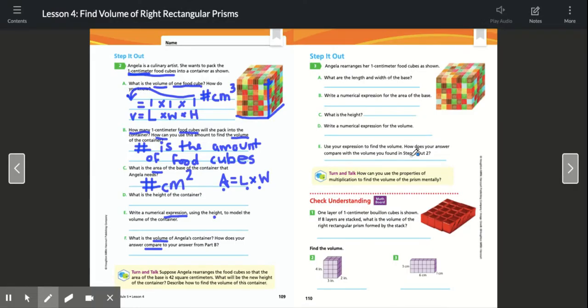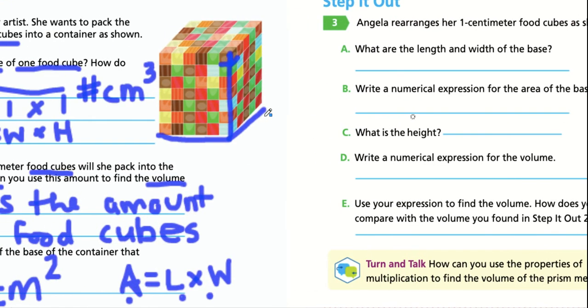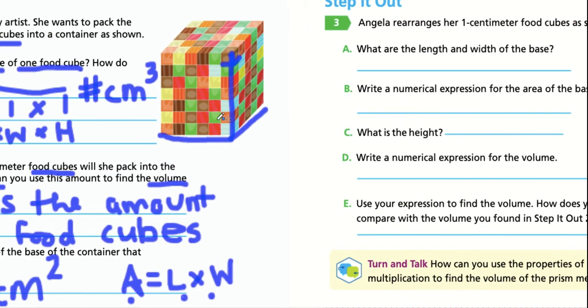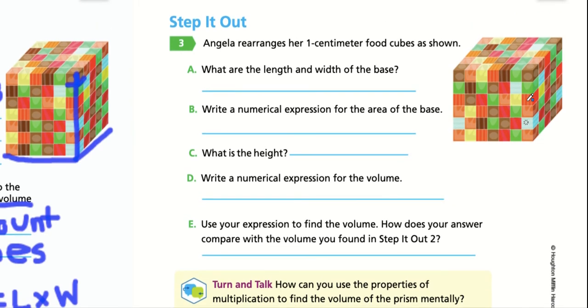Now on the next page, we're still working with Angela. She has the same amount of cubes, except this time she put them in a different order. So you can see that her dimensions have changed. It's a different shape, but it's still a rectangular prism. It's still a full-size container with no empty spaces, and it has the same amount of cubes. It says she rearranged them, so she put them in a different order.